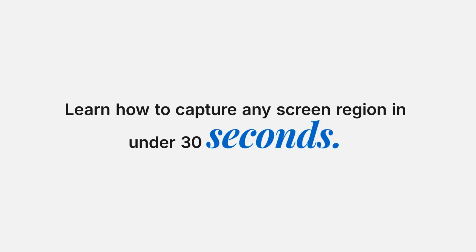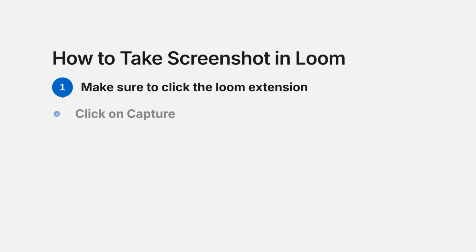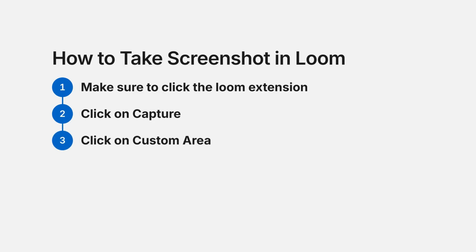Are you struggling to find the screenshot option in Loom? Learn how to capture any screen region in under 30 seconds. We'll open the Loom extension, click Capture, choose a custom area, crop it, and press Enter to save.